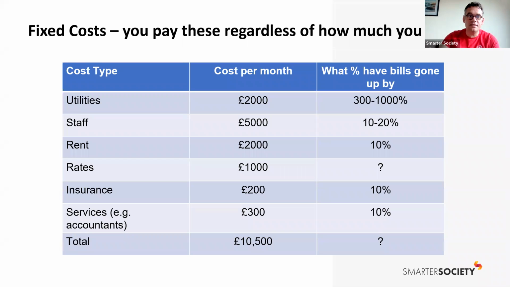Number one, utilities. We've put in some anticipated figures. These are not necessarily relevant, but it gives a flavour of the impact that cost increases can have on a business of a certain size. So for utilities, we've put in a cost per month of £2,000. Bills in the last 12 months have gone up by between 300 and 1,000%. That is a massive increase.